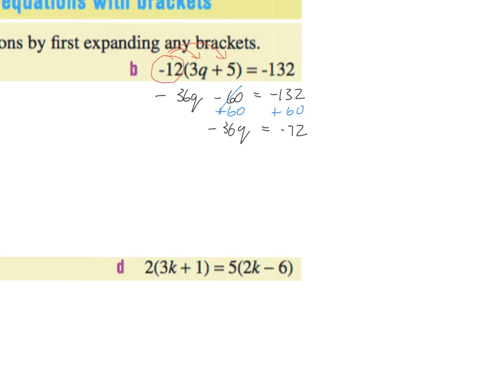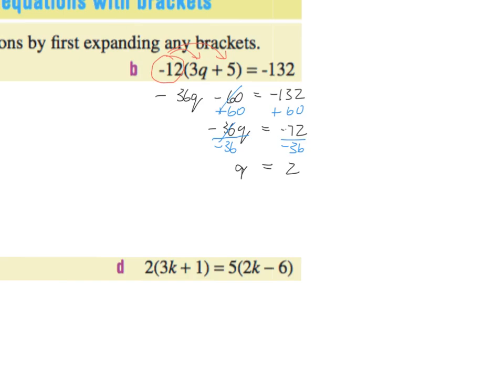That is negative 36 times q, so the opposite of times is divide by negative 36. Divide by negative 36, remember this gives me 1. I have a q, which therefore equals a negative divided by negative is positive, and 36 goes in 72 twice. Check your answer. If I substitute 2 in here, 3 times 2 is 6. 6 plus 5 is 11. 11 times negative 12 is negative 132.